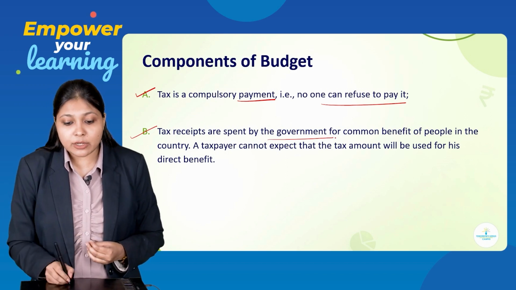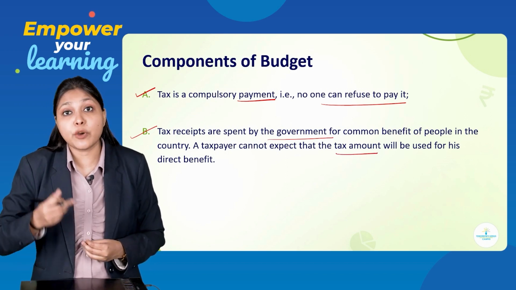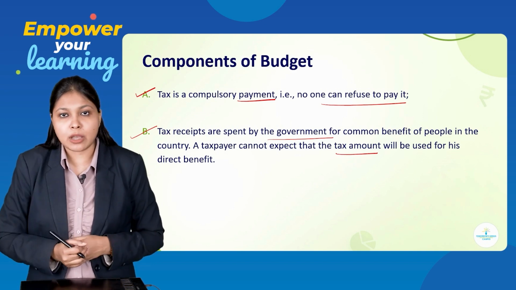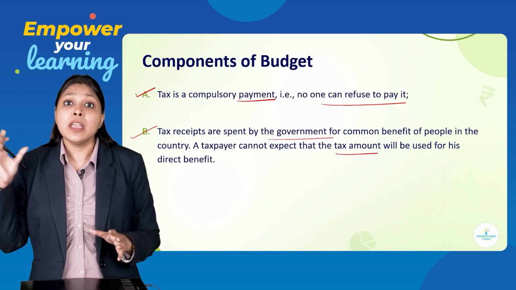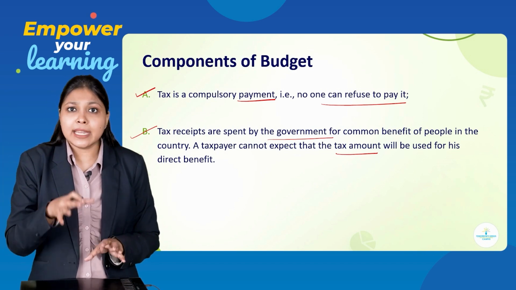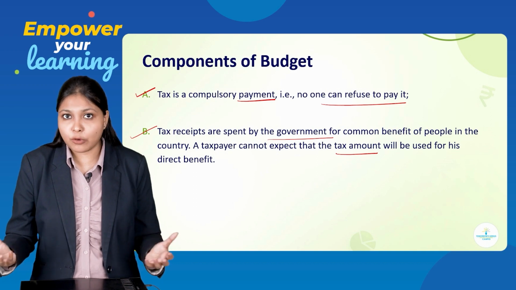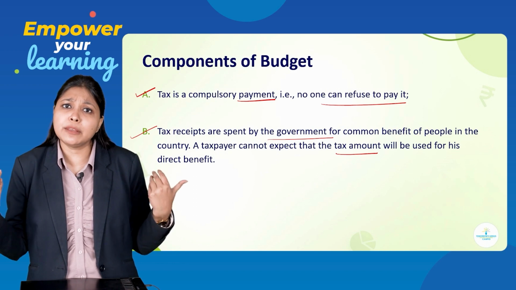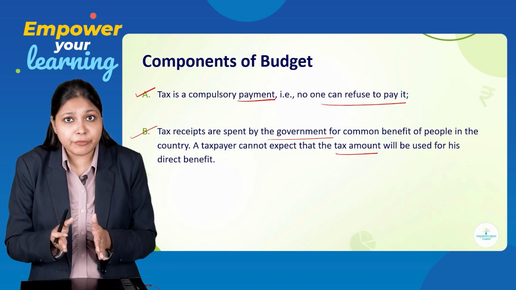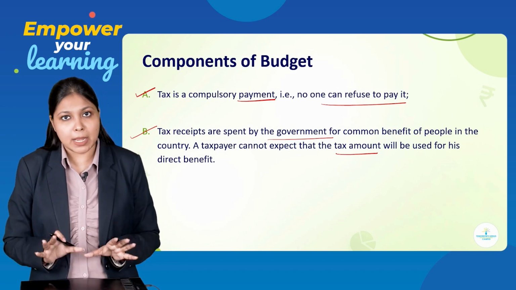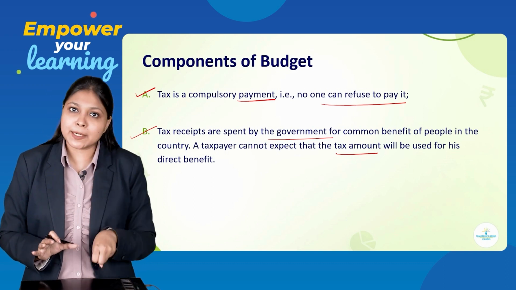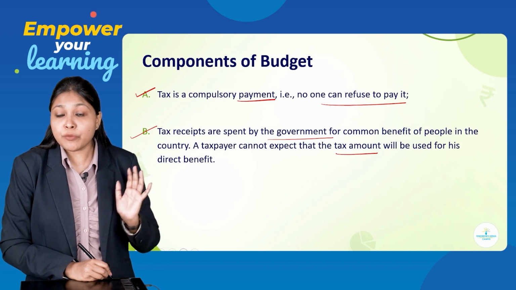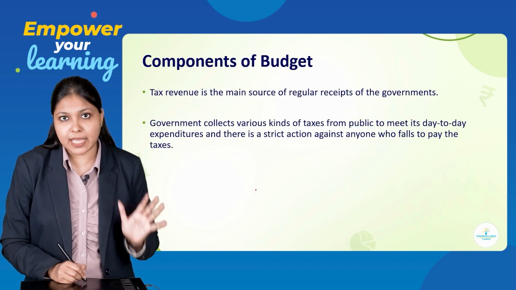A taxpayer cannot expect that the tax amount will be used for his direct benefit. As I said, if I am paying tax, the government will not give me benefits directly. It will indirectly give me the benefits, of course, by constructing a bridge, electricity, water supply, sanitation through different modes. But specifically, it will not focus on one person, that okay, A has paid me tax, so I will give him the returns. No, that is not possible. So, very important two aspects of tax.